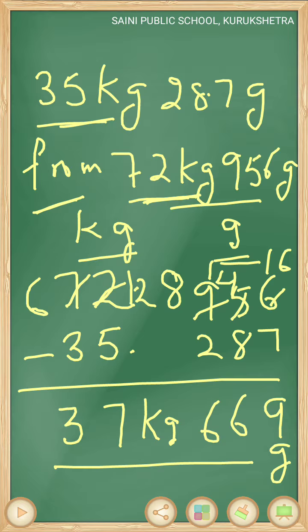Okay, so in this way we can do subtraction in units of weight as we do subtraction in numbers. Simply, first of all we will write the units and then we will compare which is the bigger unit. First of all we will write the bigger number, then we will write the second number, and then subtract the given numbers.